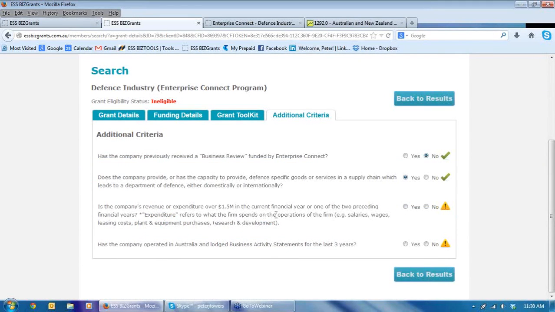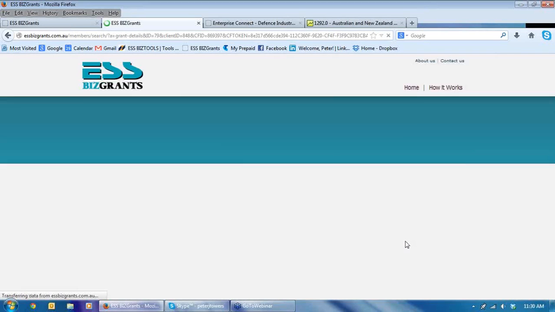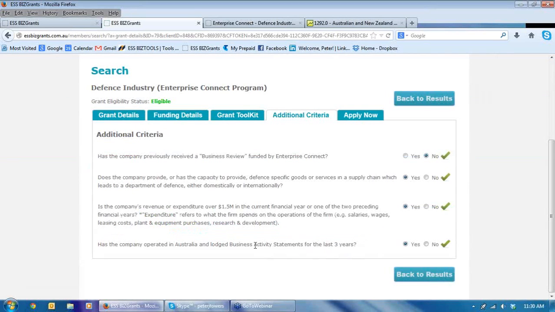Has the company's revenue been over $1.5 million? We'll say yes. Has the company operated in Australia and lodged business activity statements for the last 3 years? We'll say yes. Now what the system has done is tell us we are now eligible. If we'd answered that question correctly by answering no in the first place, we would have had eligible coming up right through the process. But we're potentially eligible for that grant.